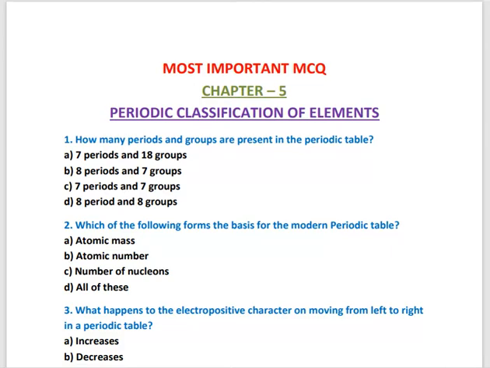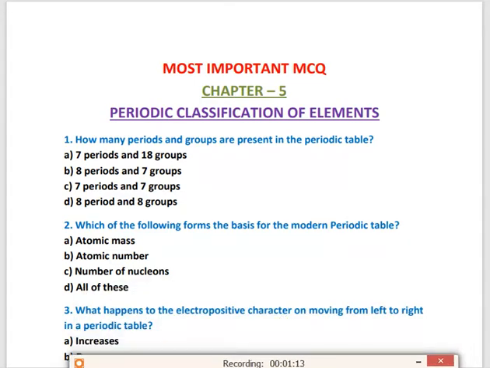The first question is, how many periods and groups are present in the periodic table? As we all know, according to the modern periodic table, we have 7 periods and 18 groups. There are 7 horizontal rows known as the periods and 18 vertical columns called the groups, what we have read in the chapter, and that is because of the modern periodic table.